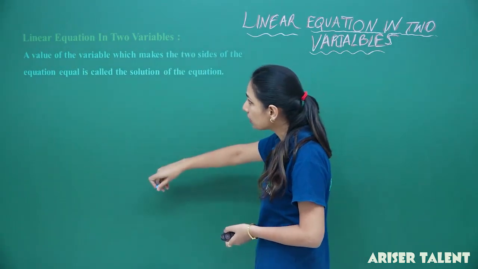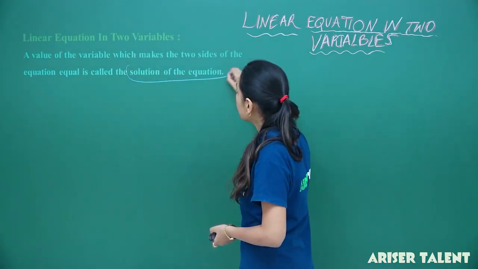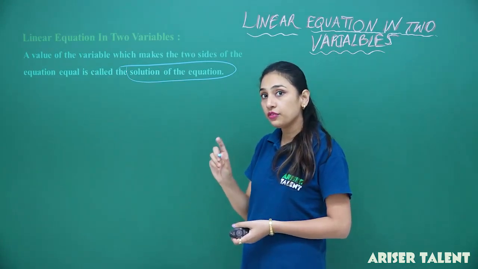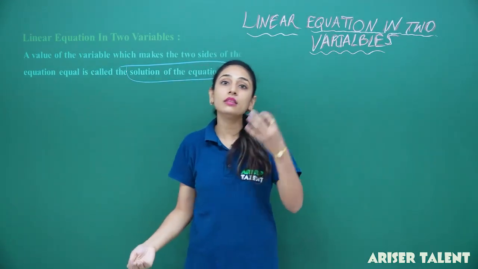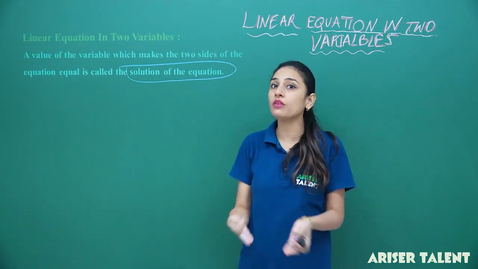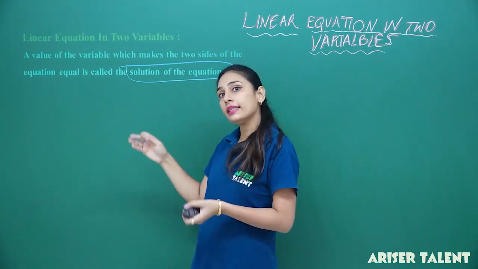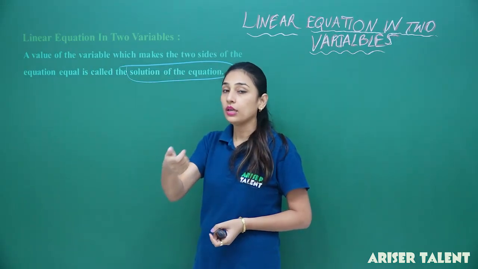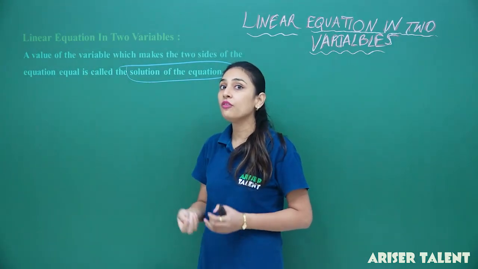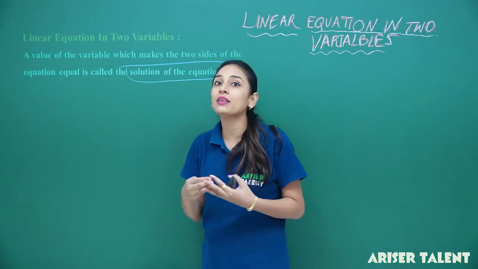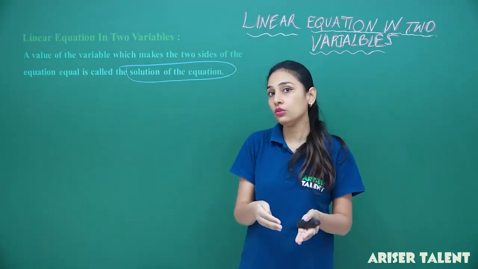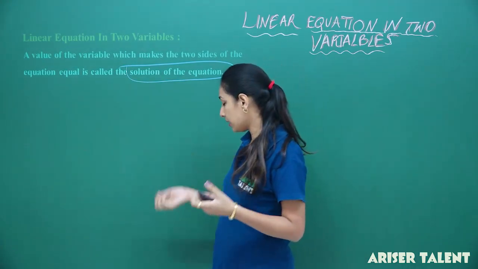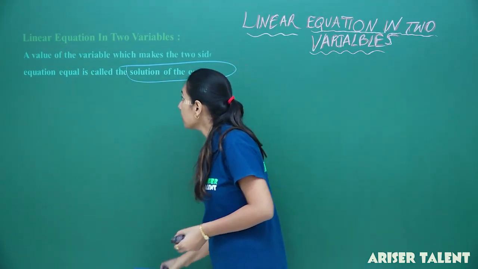Now, what is the solution of the equation? If you find the values at which the right hand side is equal to the left hand side of the equation, that particular value of, let's suppose, variables x and y, will be known as the solution, because putting these values gives the LHS equal to the RHS, right? Okay, now the third thing.